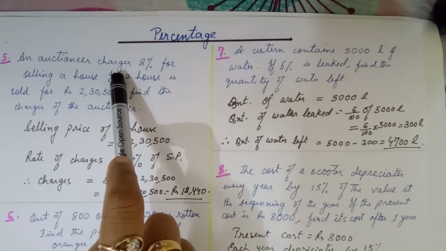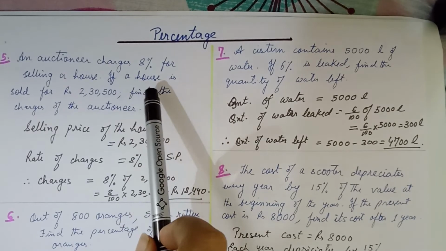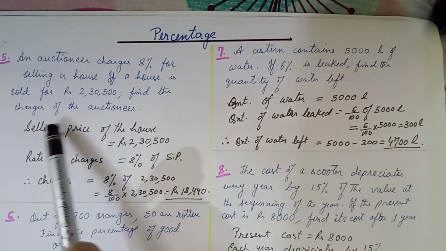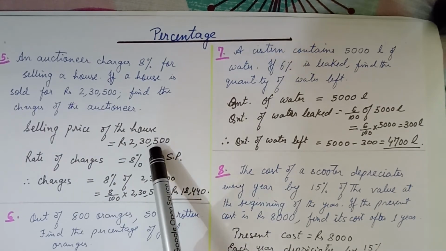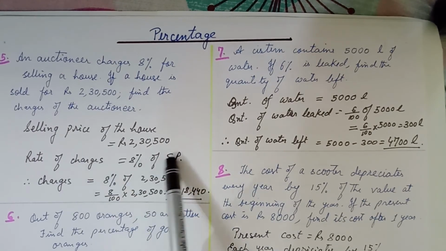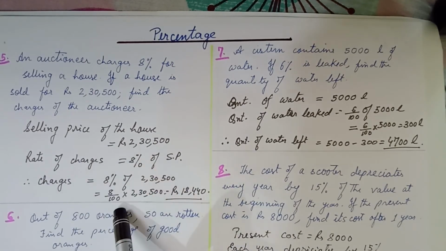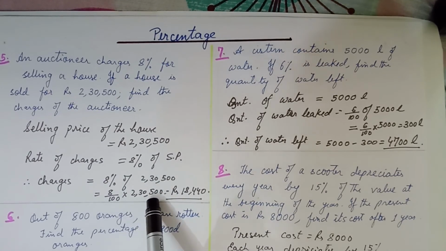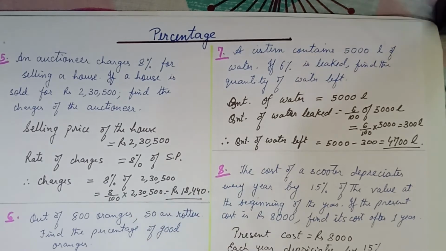An auctioneer charges 8% for selling a house. If a house is sold for rupees 2,30,500, find the charges of the auctioneer. So we know the selling price of the house, which is 2,30,500. We know the rate of charges of the auctioneer, which is 8% of SP. So definitely the charge is 8%, means 8 by 100. Of means into. How much is the SP? 2,30,500, and the value is calculated after cancelling and multiplying.